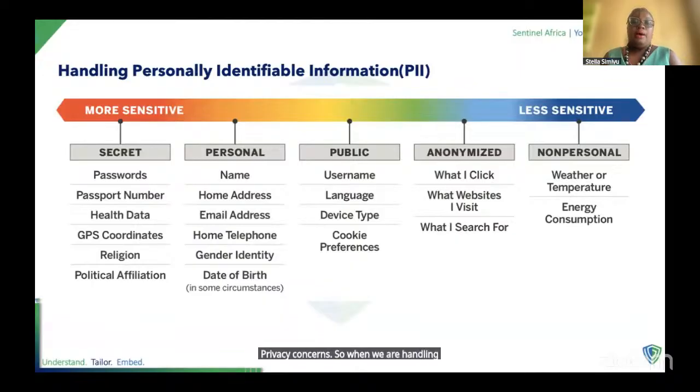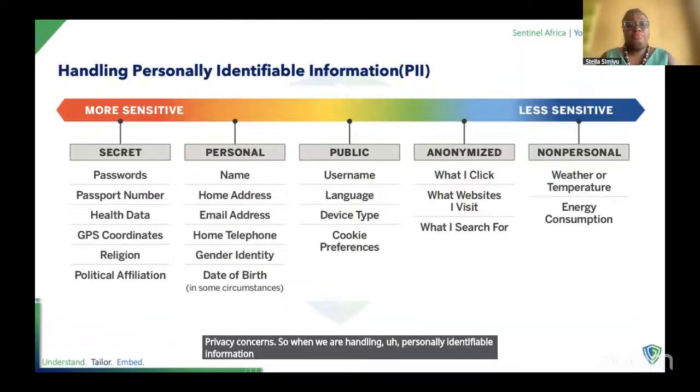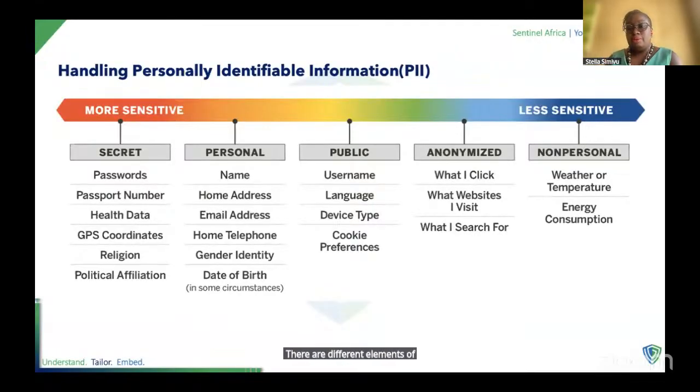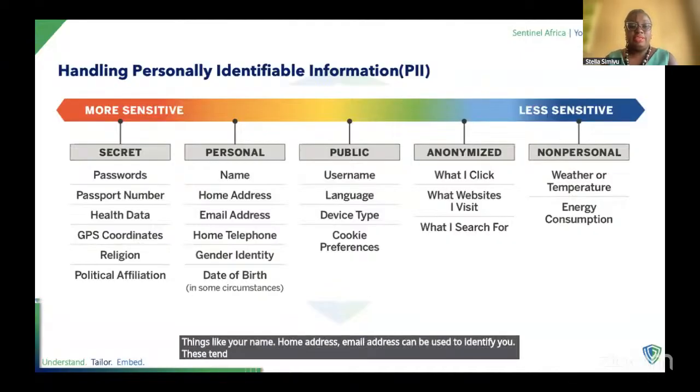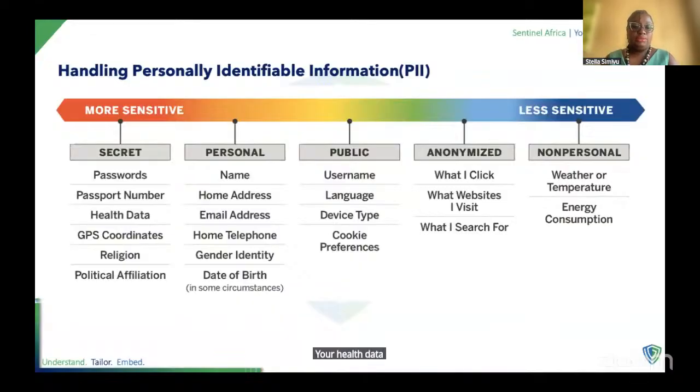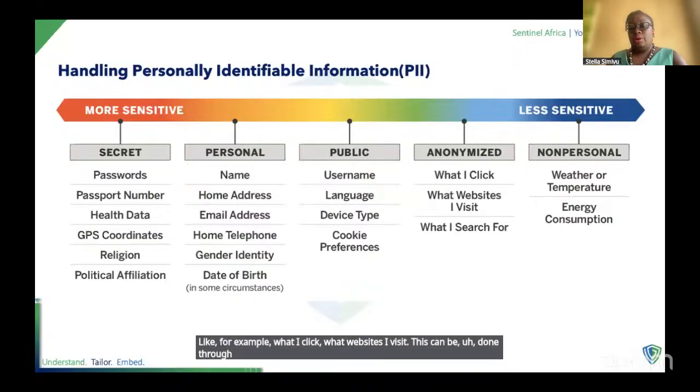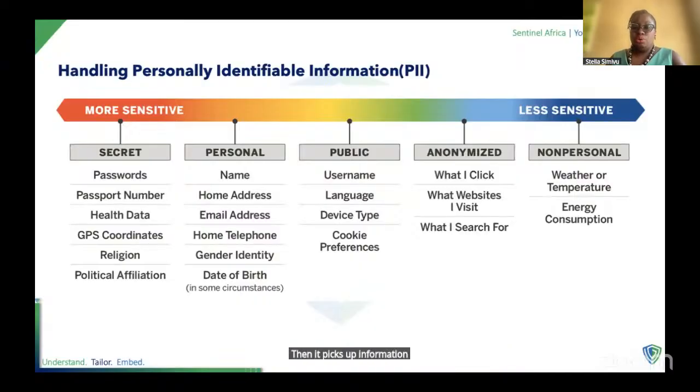So when we are handling personally identifiable information, there are different elements of personally identifiable information. Things like your name, home address, email address can be used to identify you. These tend to be more sensitive. Things like passwords, your health data, your religion, your passport number, very sensitive. And then other less sensitive data, like for example, what I click, what websites I visit. This can be done when we utilize IT systems and cookie systems, then it picks up information that helps to optimize the experience, but in a way it also tracks who we are.